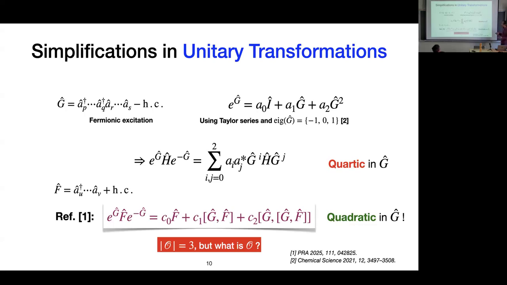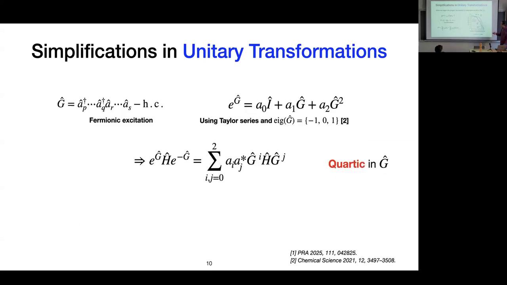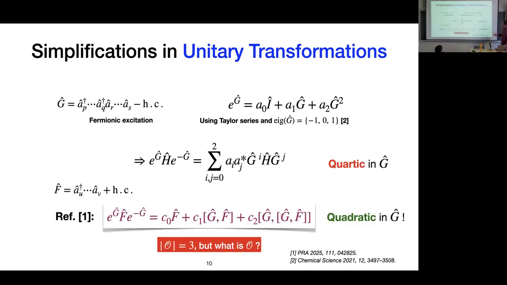So what is happening here? Why is this reduction there? This is in a particular case when you're transforming a single fermionic excitation operator, and these fermionic excitation operators are present in the fermionic Hamiltonian which we want to transform. So we wanted to understand why there is a closure within 2 commutators.